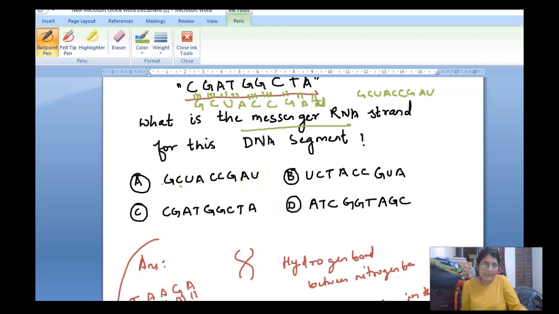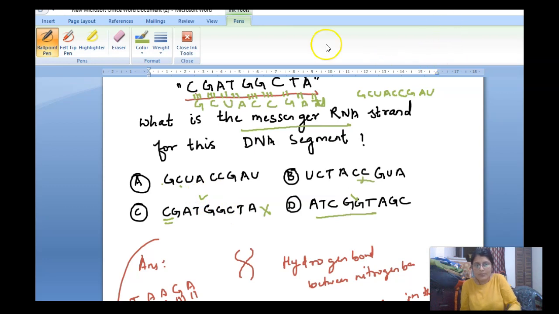When we see option B, there is no exact complementarity between the sequences, so option B is entirely invalid. When we take option C, C cannot pair with C in its complementary messenger RNA sequence, so it is also false. The first nucleotide itself is wrong. And in option D, C cannot pair with A, so it is also false. So only one option is correct, that is option A.